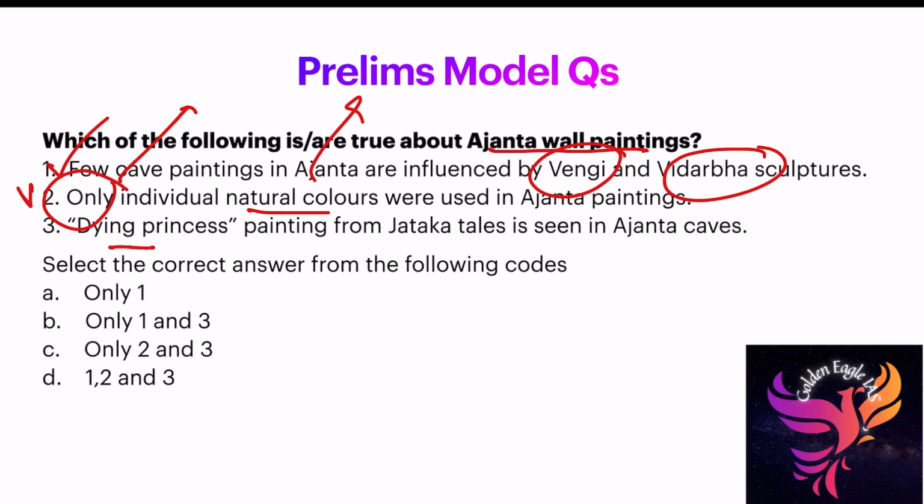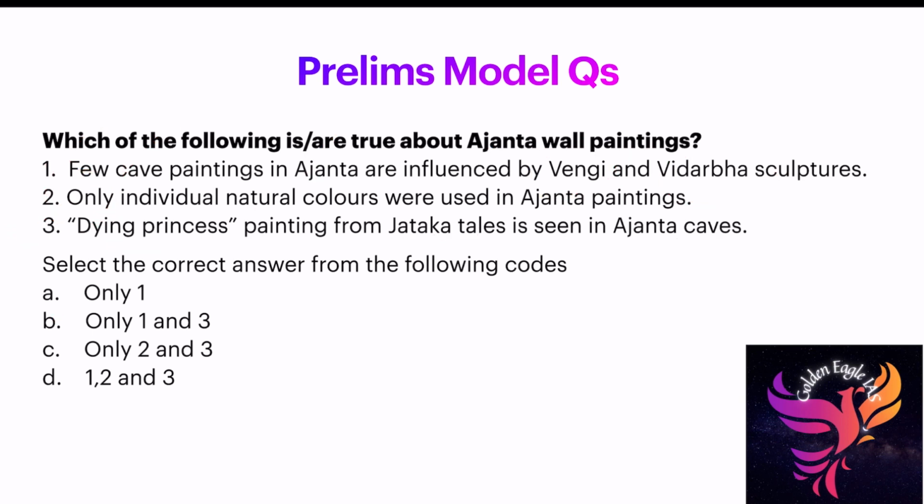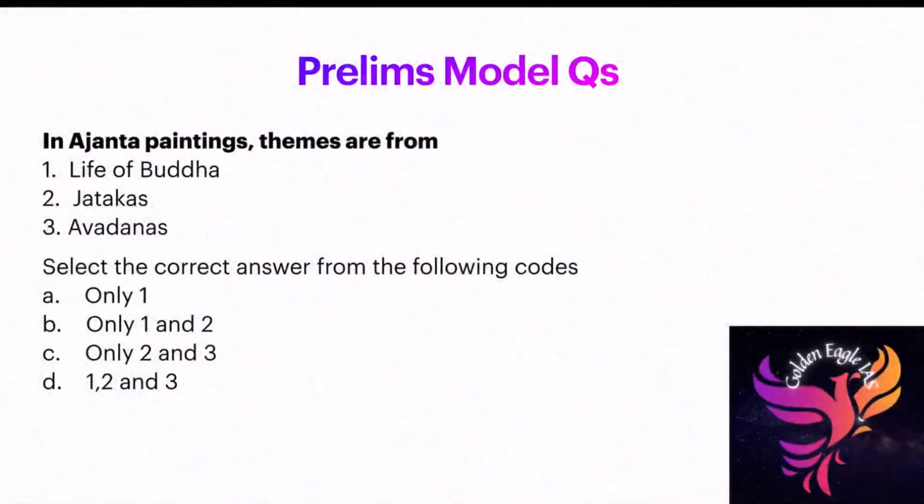Third, the dying princess painting from Jataka tales seen in Ajanta cave. This is a correct statement because the dying princess in cave number 15, painted during the 5th century AD, illustrates the scenes of a Jataka tale. Okay, so the answer is 1 and 3. While seeing an extreme statement itself, you can remove the statement and give the correct answer. Next question. In Ajanta paintings, themes are from the life of Buddha, Jataka, Avadanas. Already I gave you the explanation. So the answer is all of the above.